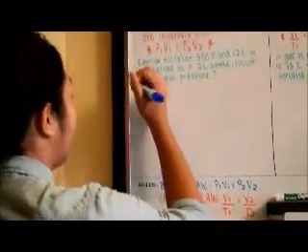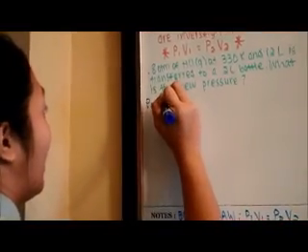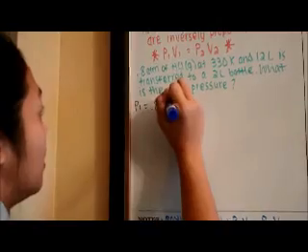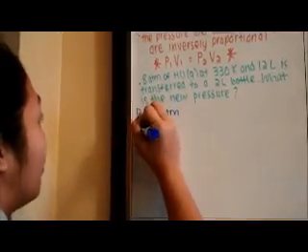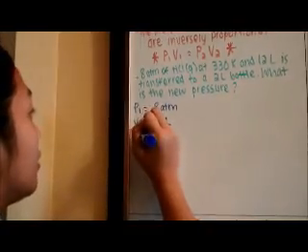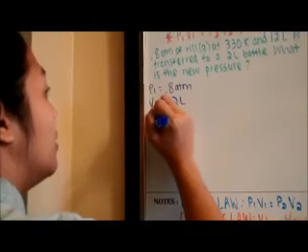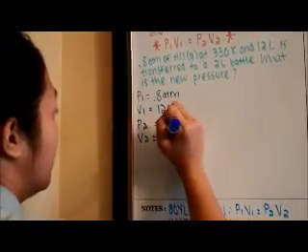So, we have P1, which is 0.8 atmospheres. Then we have V1, which is 12 liters. P2, that's our unknown, which we're finding. And V2 is 2 liters.